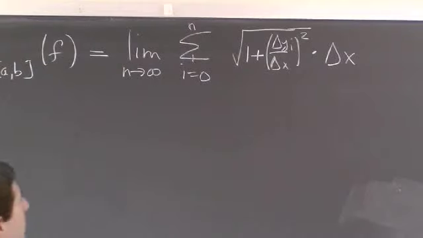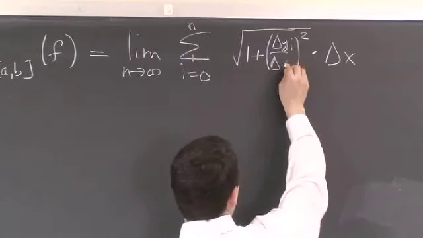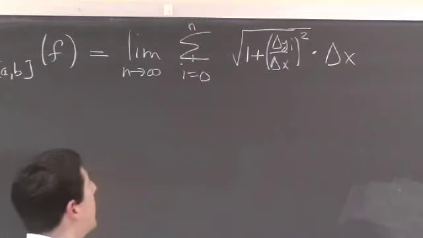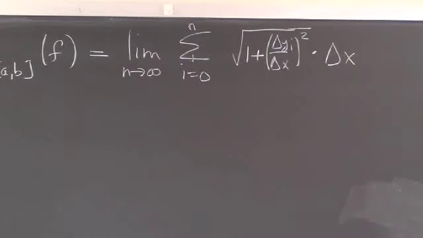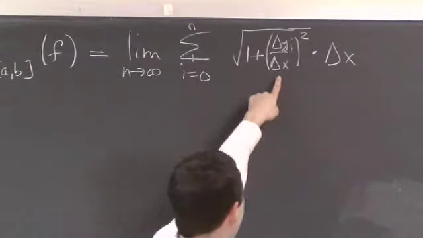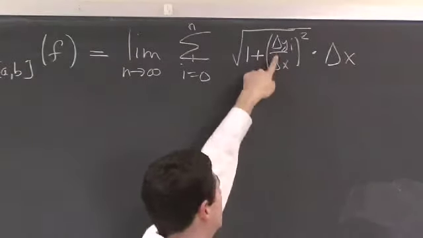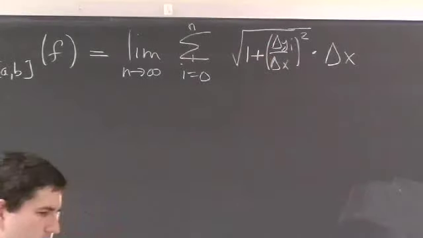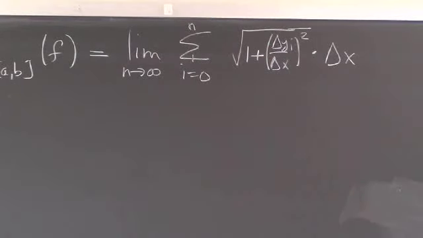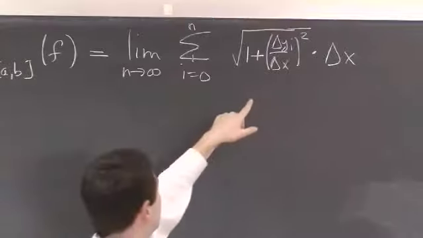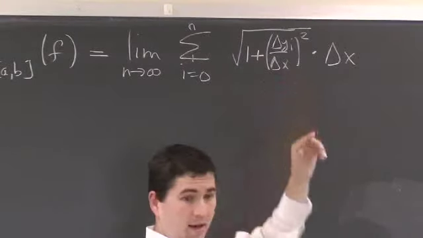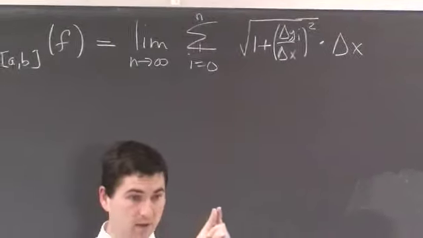Okay, now, here's the fun part. As n goes to infinity, what's happening to the terms here? What's happening to delta x? It gets smaller, right? As the number of points increases, then the width between those points has to decrease.